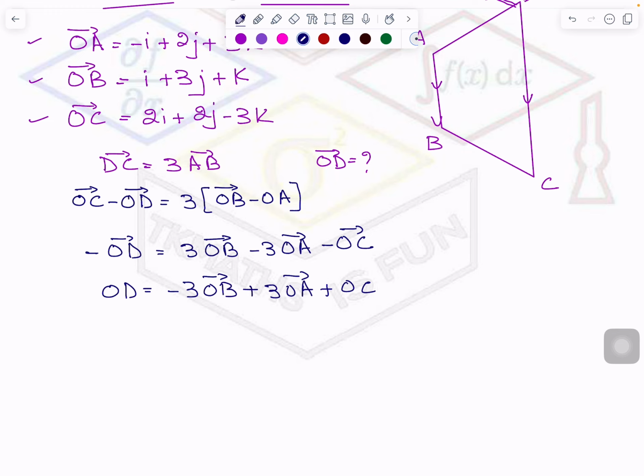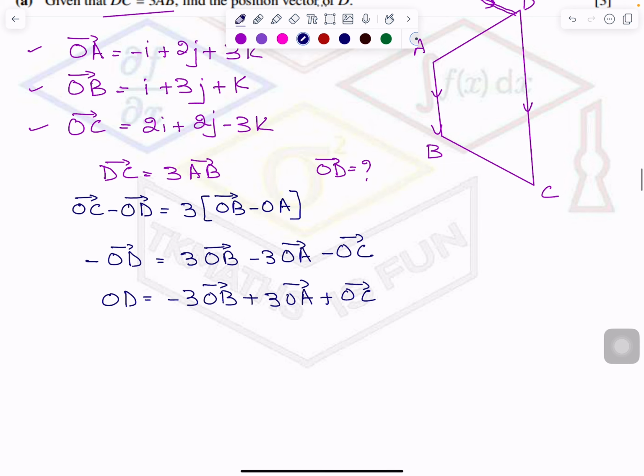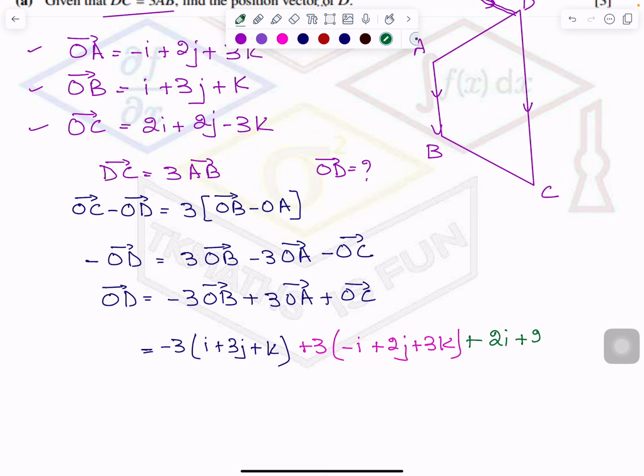And now we already have written here OA, OB and OC. So I'm going to plug in the vectors here. OB is equal to i plus 3j plus k. This is given to us in the question. And OA is equal to minus i plus 2j plus 3k. And then vector OC. OC is equal to 2i plus 2j minus 3k.